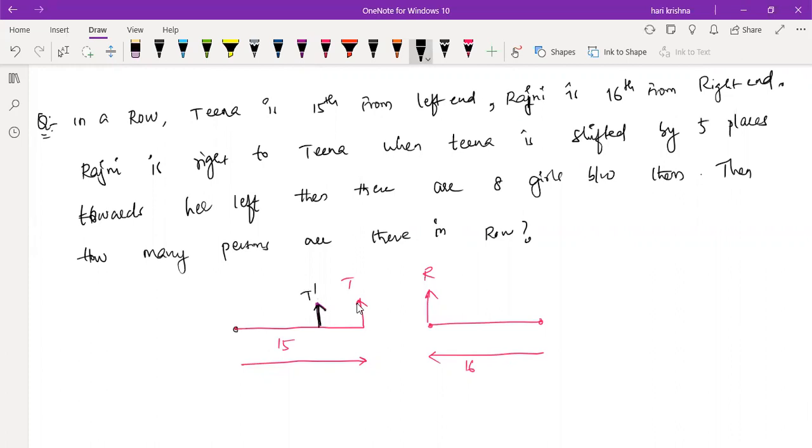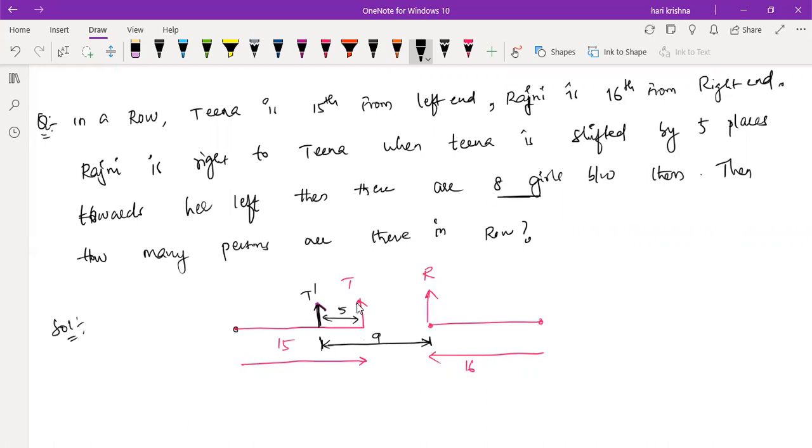When Tina is shifted 5 places towards the left, there are 8 girls between them. That means from here to here, the distance is 9. If 8 girls are between them, the distance is equal to 9. Persons converting to distance, always add person plus 1 for the distance. Then how many persons are there in a row? Here to here, how much? 5. So this is the complete diagram for the given solution.